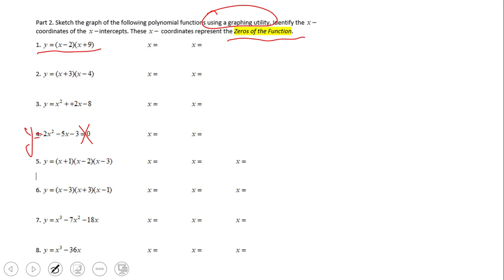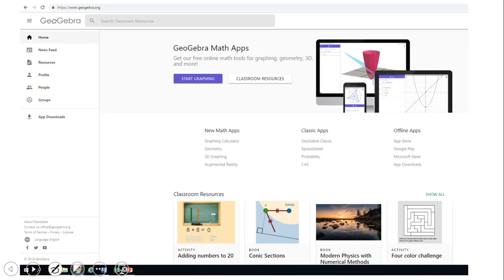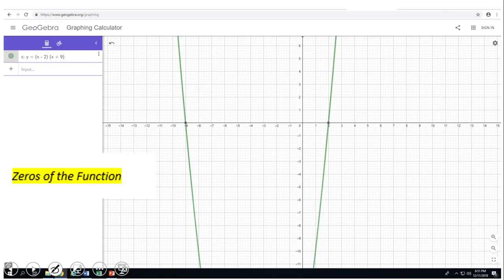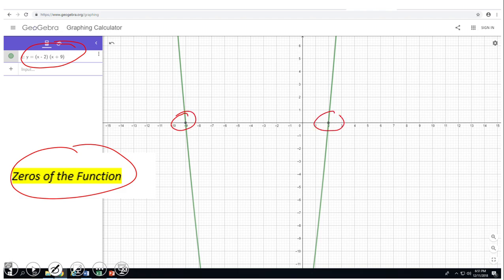So let's see the first one. Like I said, Geogebra, this is the website, and I'm going to use this graphing calculator. Here I just plug in the first equation, y equals x minus 2 times x plus 9, and I'm looking for the zeros of this function. The zeros of this function are these x-intercepts, the points where the graph crosses the x-axis. Very easy to see and write them down. So x equals -9 and x equals 2. These are the zeros of the first function.